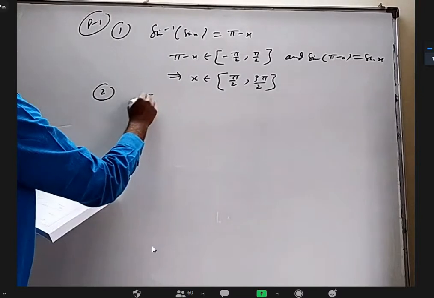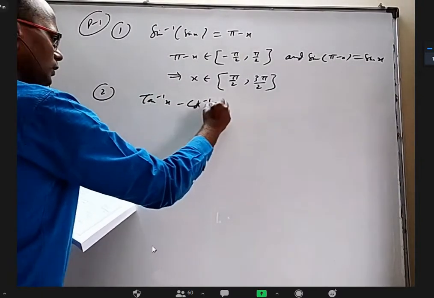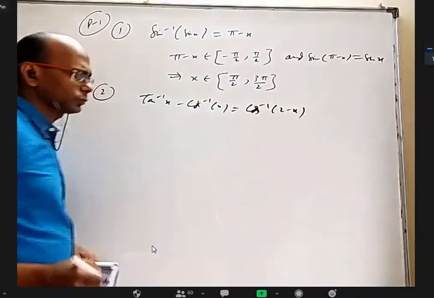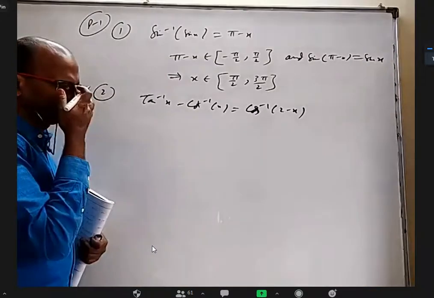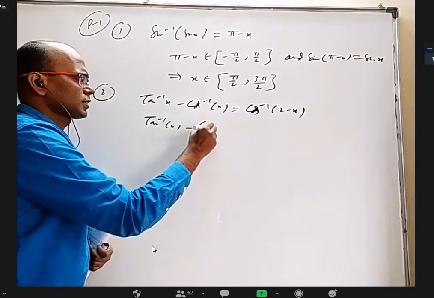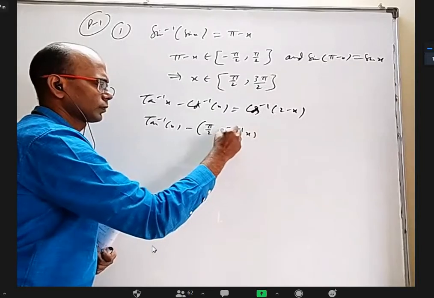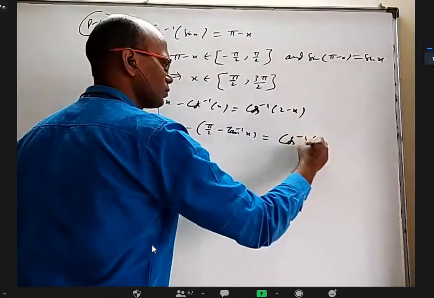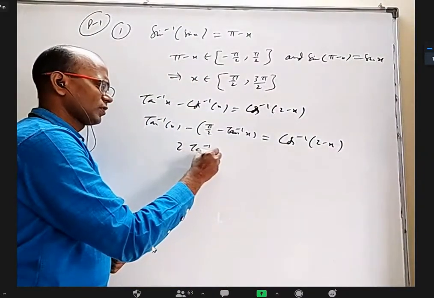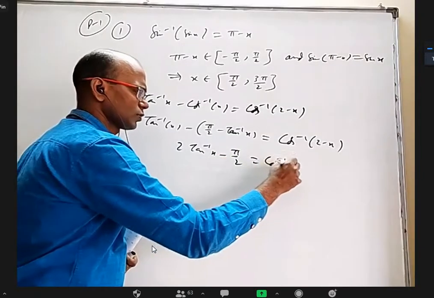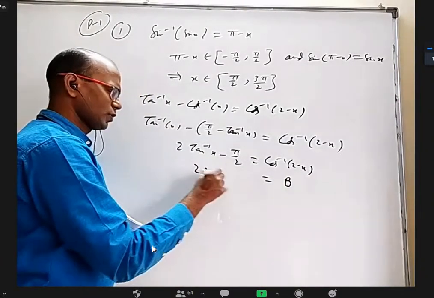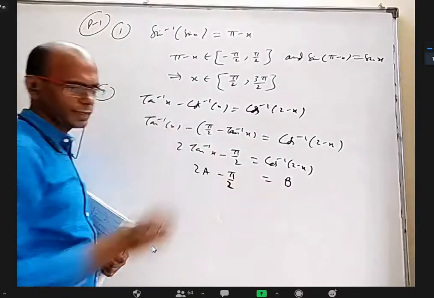So you want a solution for tan inverse x minus cot inverse x is equal to cos inverse 2 minus x. This is tan inverse x. Cot inverse x, I can write pi by 2 minus tan inverse x. This is cos inverse 2 minus x. This will become 2 tan inverse x minus pi by 2 is cos inverse 2 minus x. Only RHS I want to take B, and LHS will be 2a minus pi by 2. I want to take only tan inverse x as A.